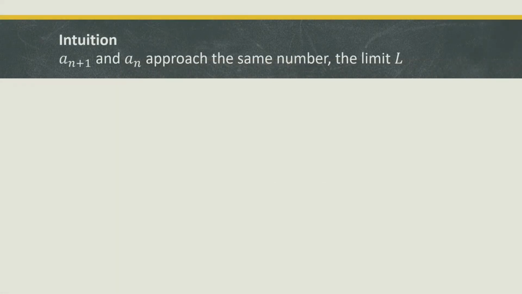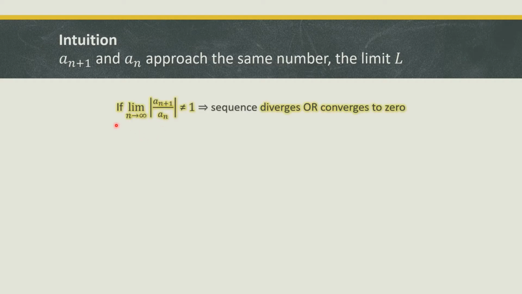Let us first state again the statement of the test. The test says that if the limit of the ratio of two successive terms in the sequence as n approaches infinity is not equal to 1, then the sequence a sub n either diverges or converges to 0. So this is the test that we have used in the previous video. Here we will just prove this.